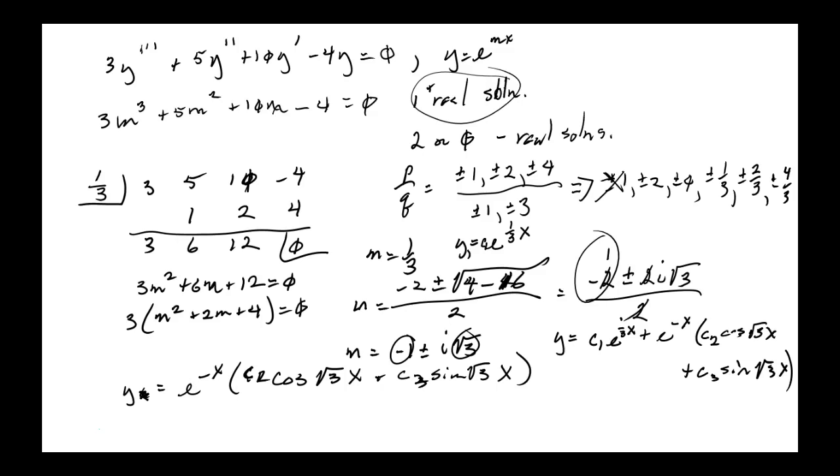Notice you don't usually put an arbitrary constant in front here because they go with these. This is a common factor for both of those. So there's your solution: C1 e to the x over 3, I did 1/3 x, however you want to say it, plus e to the minus x times C2 cosine root 3x plus C3 sine root 3x. All right, that was example 5.